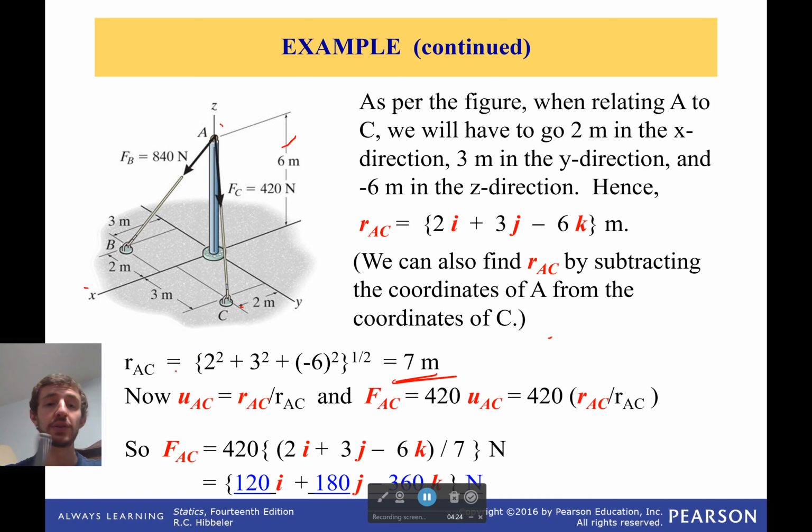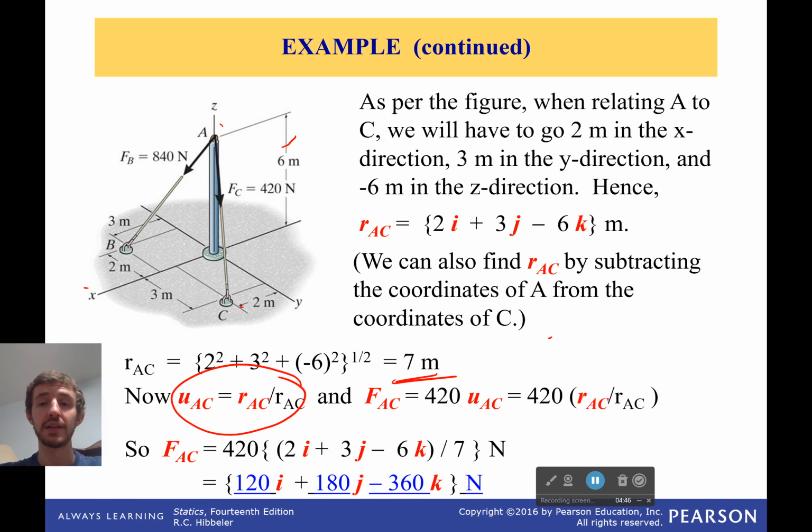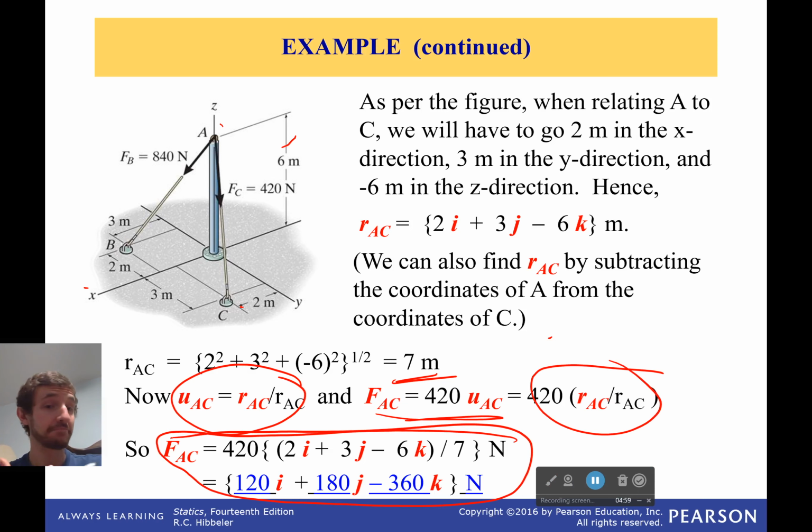Now that we have the magnitude, we just use our unit vector equation, which says I take the vector form and divide it by the scalar form. I take the vector and divide it by the magnitude. That gives me a vector that has the same direction, but its length is now 1 and it's dimensionless. And once I have that, I can go ahead and multiply it by the magnitude of my force vector, which is 420 newtons. And I have my force vector. And there you go. That is it.